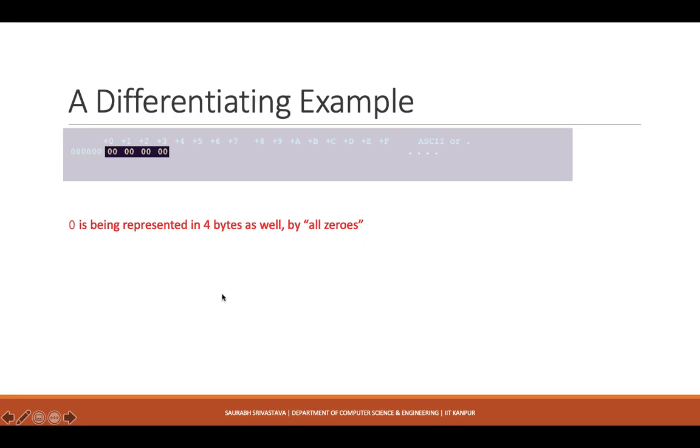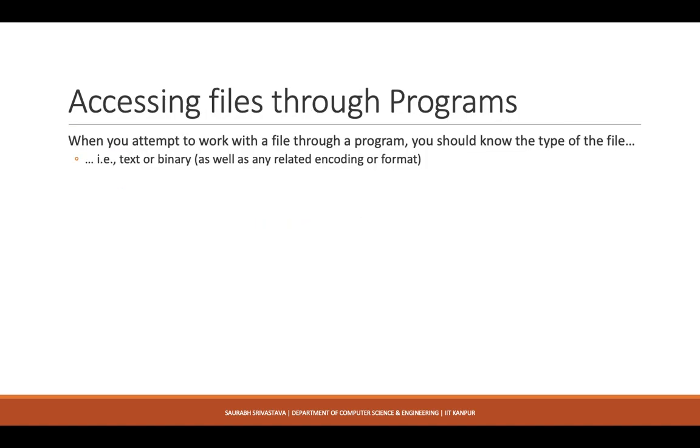So this is how a text file is different from a binary file. A binary file stores data in the form of a sequence of bytes. The text file also, of course, stores stuff in a sequence of bytes, but each byte usually corresponds to a character, provided that you are using ASCII as the encoding.